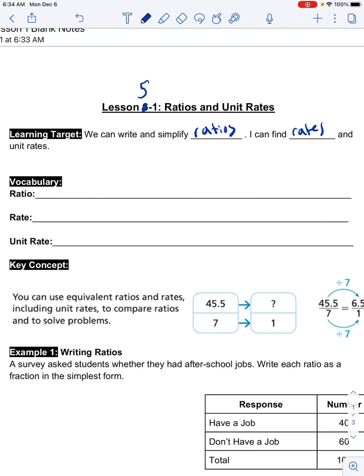Now, you might be wondering, what's the difference between all of these different words? Well, a ratio is a comparison between two numbers, which is similar to a rate. But a rate is a special ratio in which the two terms are in different units. So it's a special ratio. The two terms are different units.